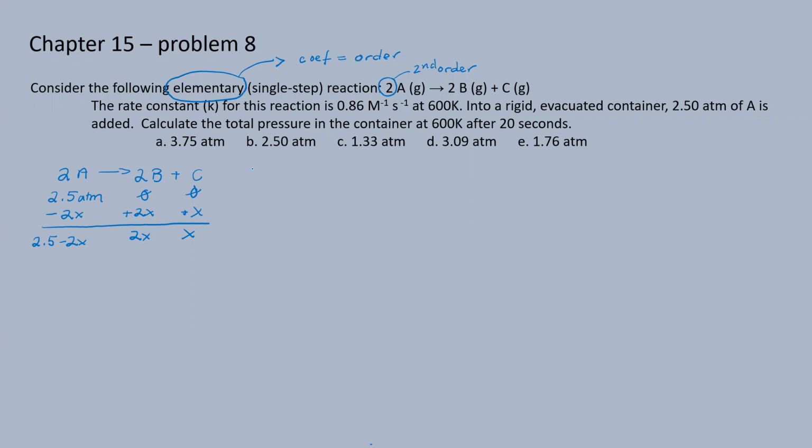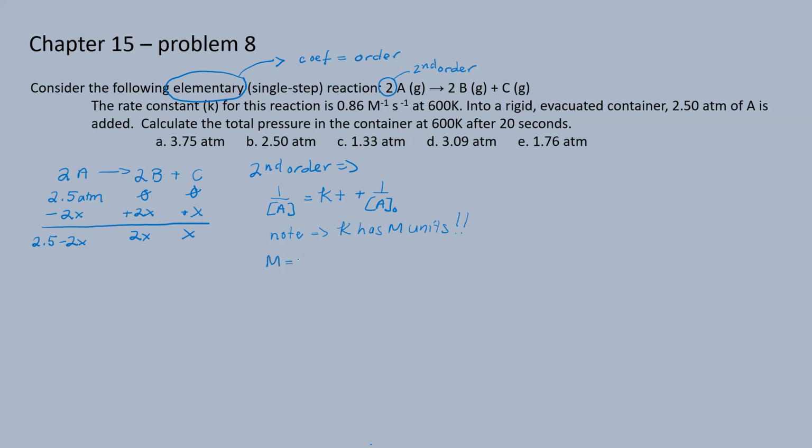So now, what is the equation of the line for second order? The equation of the line is 1 over A equals KT plus 1 over the initial concentration of A. Now we have to note that K has molarity units. So if I want to plug numbers into this equation, they have to be in molarity.